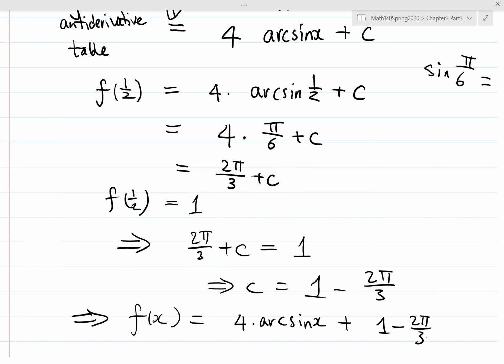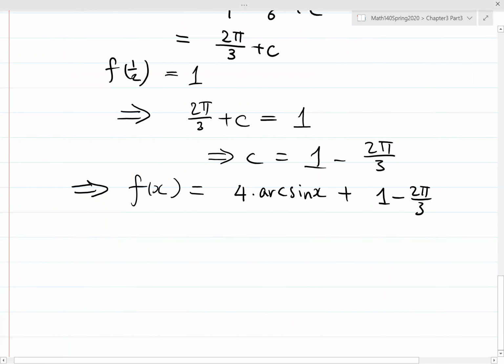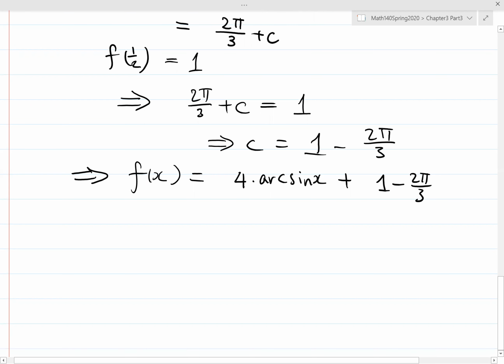Okay, another thing is applications of the antiderivative. We know that in differentiation, if we have a position function of some object, then we can find its velocity.